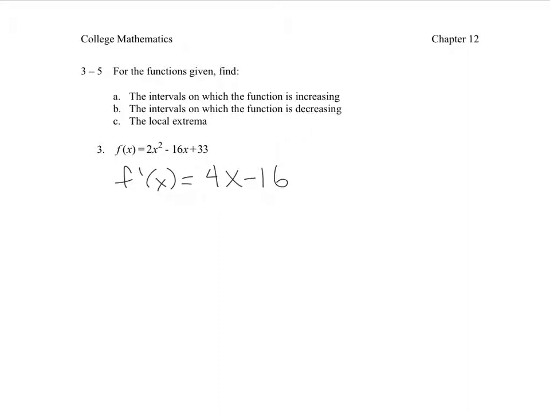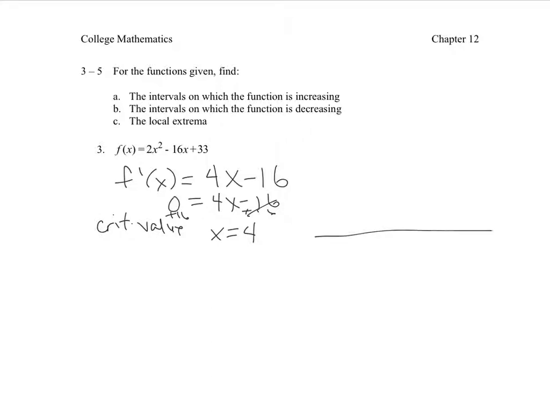Now that I have the derivative, I need to do what with it? Set it equal to 0. So if 0 is equal to 4x minus 16, can you tell me what's going to be my critical value? It's going to occur when x equals 4. I would add 16 to each side, and then if I divide each side by 4, that's how I come up with x equals 4. Okay? So here's what we're going to do with it.